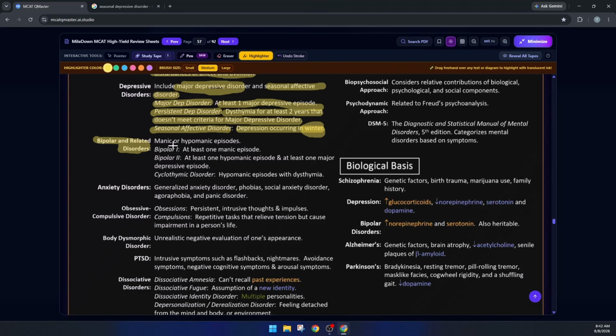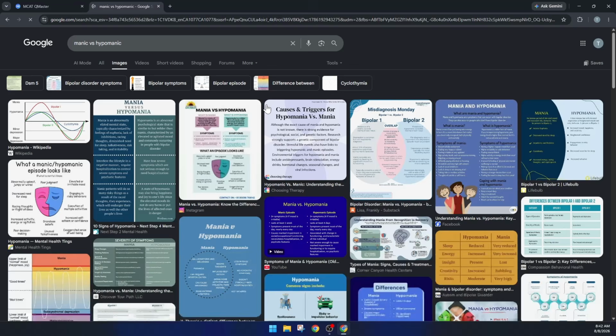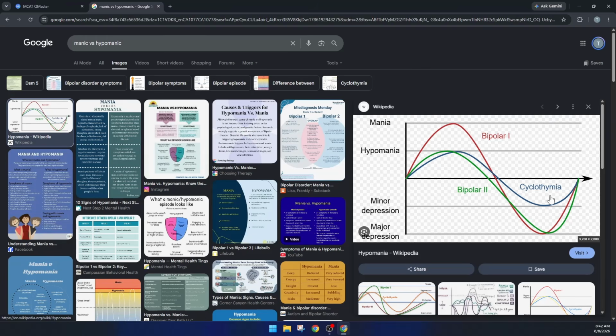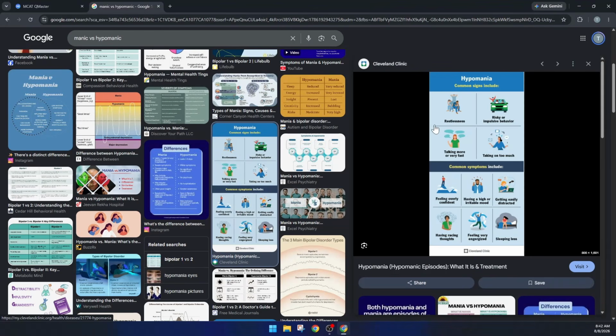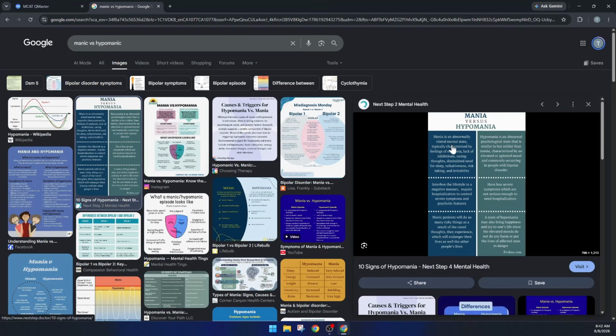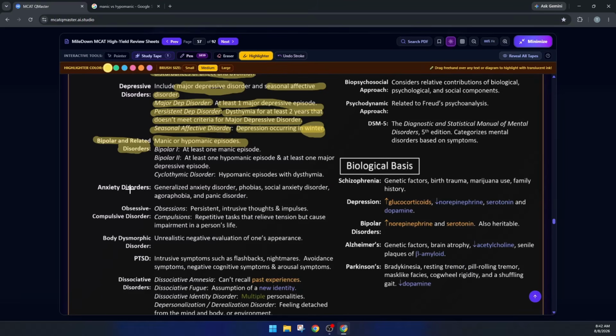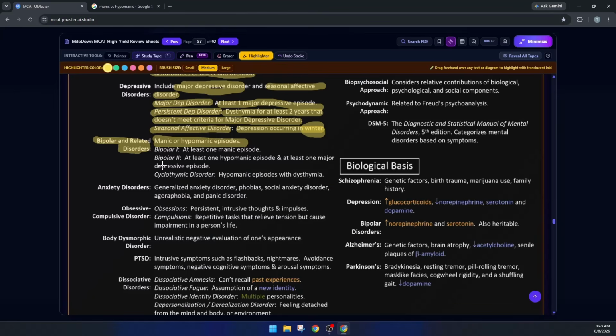Bipolar and related disorders. You can have manic or hypomanic episodes. Here's a graph that can help you distinguish between bipolar 1 and bipolar 2. With hypomania you have restlessness, risky, impulsive behavior, all this stuff. Mania is an abnormal elated state, but hypomania is a milder mania. Hypomania is still like mania, just milder. Mania is overall just this elevated state, right? So know what mania is, and I'll help you understand what hypomania is.